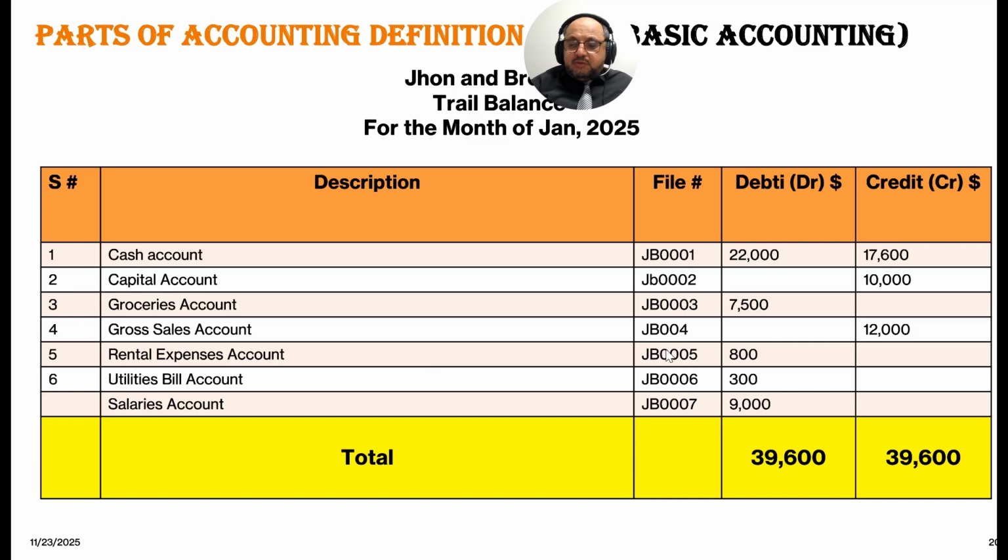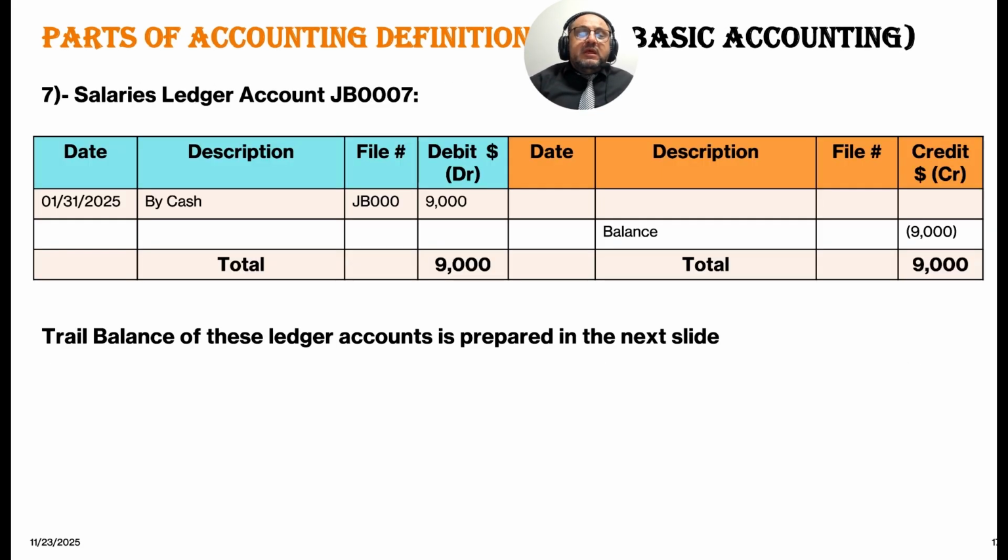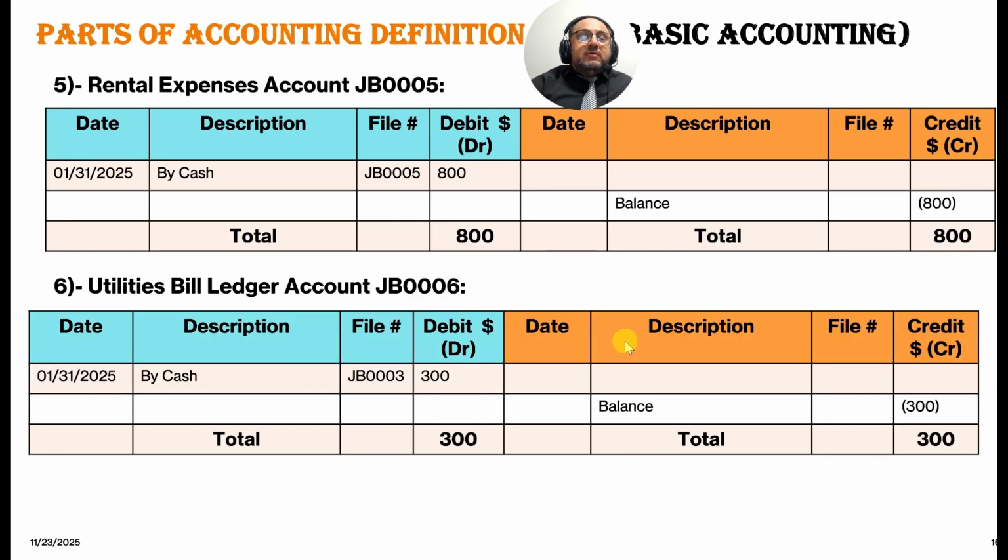Let me show you all of them at once. So see, this is 0. 800 minus 800 is 0. I transferred this one as I showed you. This is 300 minus 300 is equal to 0. Nothing in credit. This is 300, which I showed you.